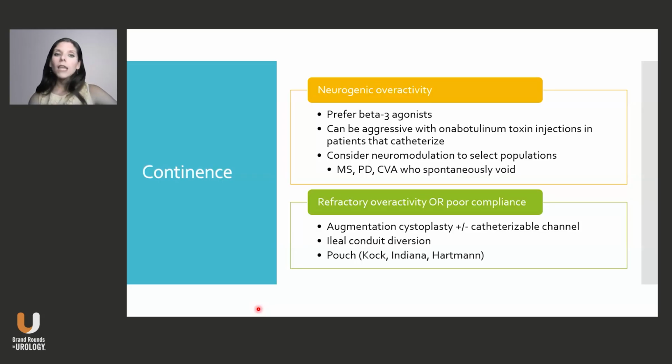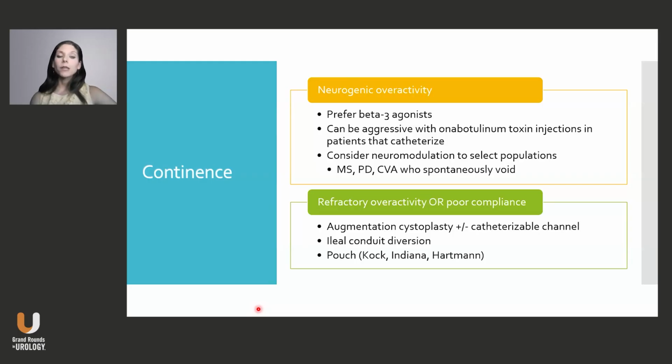We can be aggressive with onabotulinum toxin injections in patients that do catheterize. And we can consider neuromodulation in select populations, particularly the multiple sclerosis patients, Parkinson's, stroke patients who spontaneously void. Our guidelines do specifically tell us not to offer neuromodulation to spinal cord injury and spina bifida patients. For patients who have refractory overactivity or refractory poor compliance despite interventions above, we can offer surgical options.